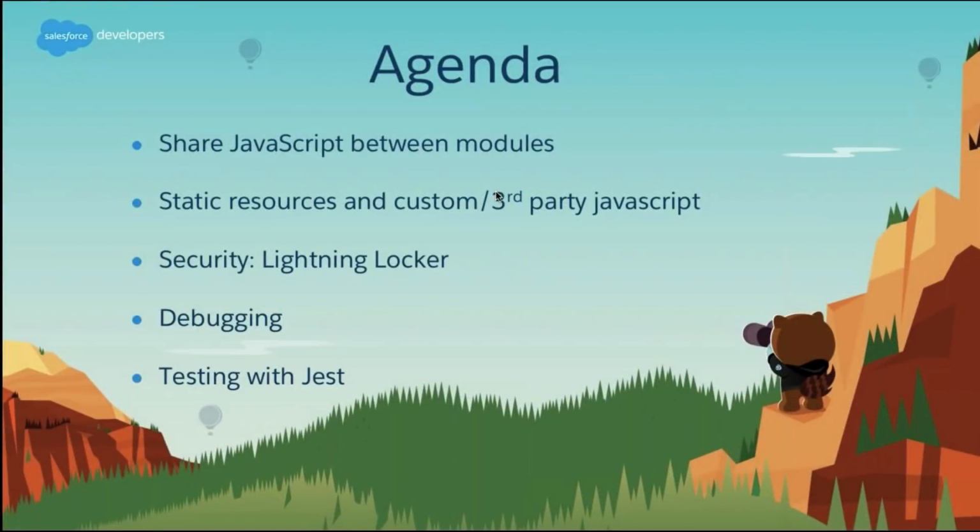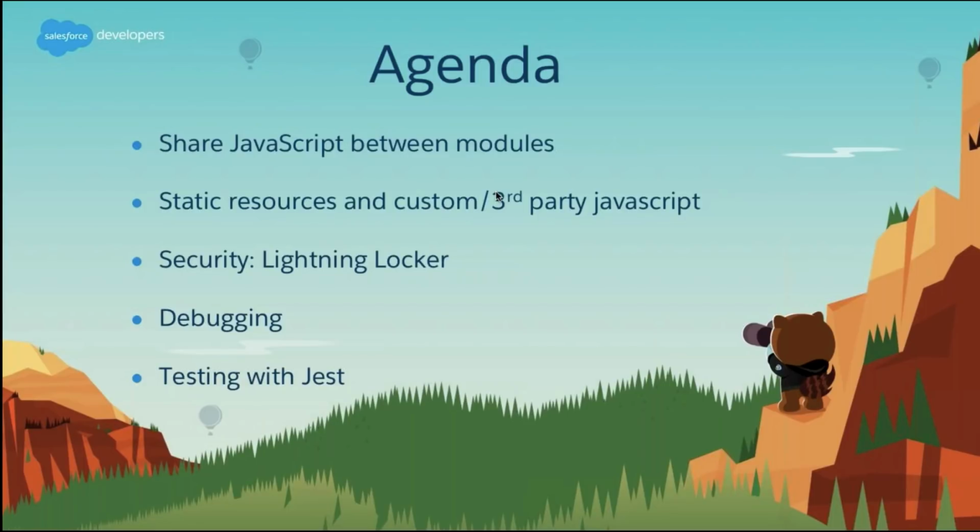Yeah. So let me quickly walk through what we are going to learn today. Today we are going to talk about how a Lightning Web Component can share its JavaScript with other Lightning Web Components. And then we'll also see how we can use the static resources within the Lightning Web Component. We'll also talk about how we can use third-party JavaScript libraries, custom third-party JavaScript libraries in our Lightning Web Components, and how to use that functionality.